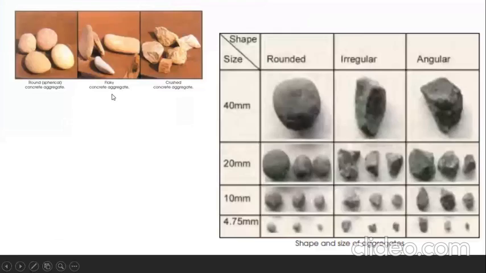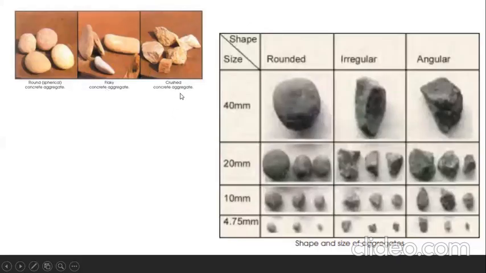So we have different shapes of aggregates. First of all, we have seen the origin of aggregates, and we have seen the classifications of aggregates. Now I'm going to represent the shapes of aggregates. We have mainly three main shapes. First one is rounded shapes, which have a smooth feeling, and another one is flaky aggregates, where one dimension of the aggregate is lengthened.